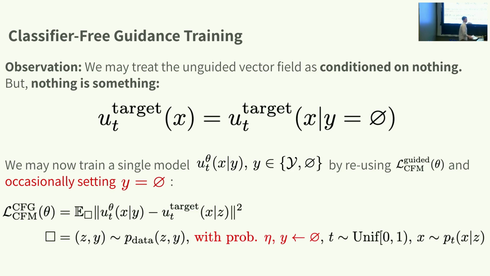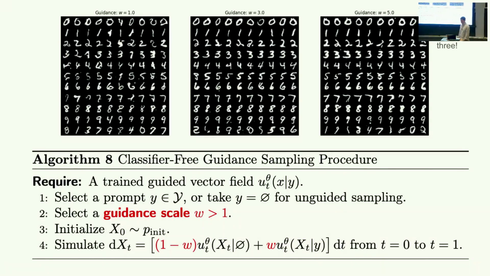All right, that's great. How do we sample with it? So to sample, once we've trained this thing right here, we're going to select a prompt, y, in our universe of y's. Or if we want to do unguided sampling, we're just going to take it to be this null guidance. We're going to choose a guidance scale, w, more than 1. We're going to initialize as before. And we are going to simulate the ODE corresponding to u tilde of x conditioned on y, or guided by y. And again, it's just this expression right here. And we're going to simulate that from 0 to 1, like we usually do. And we are going to get our classifier-free guided samples.